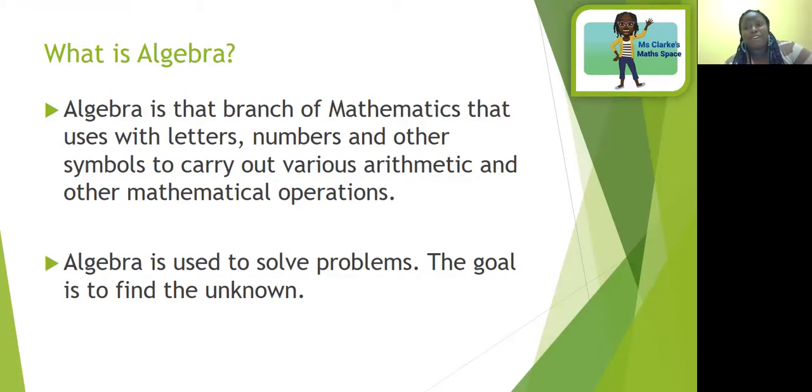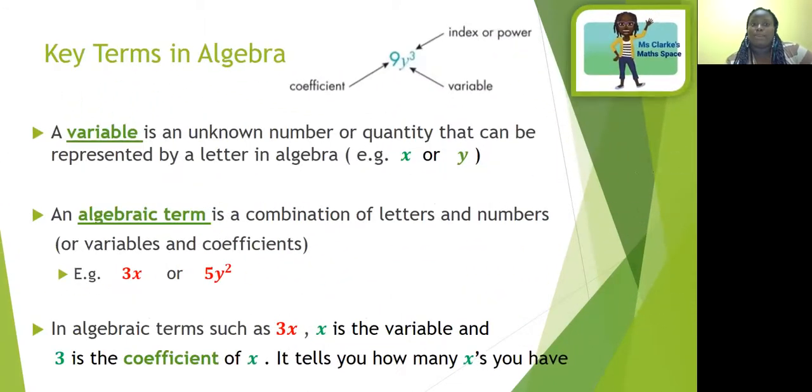So you want to find unknown variables, which in layman's terms means unknown letters, unknown things. Some key terms in algebra: knowing these things is going to help you a whole lot. You'll notice on top here I have some notes, and that is going to help you.